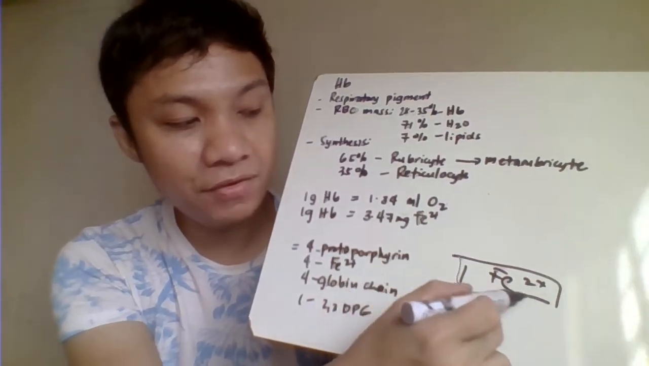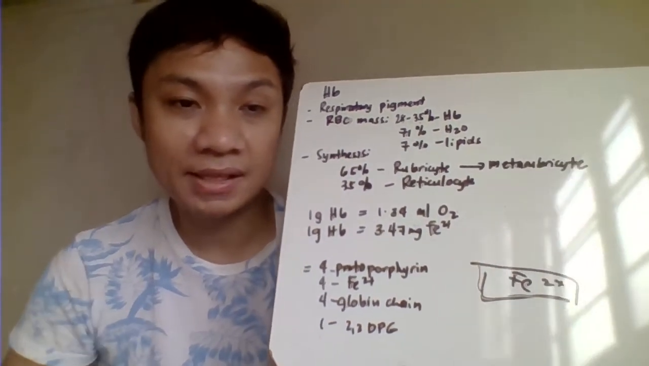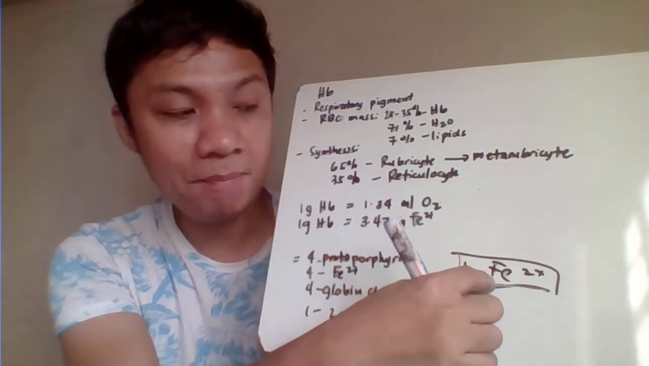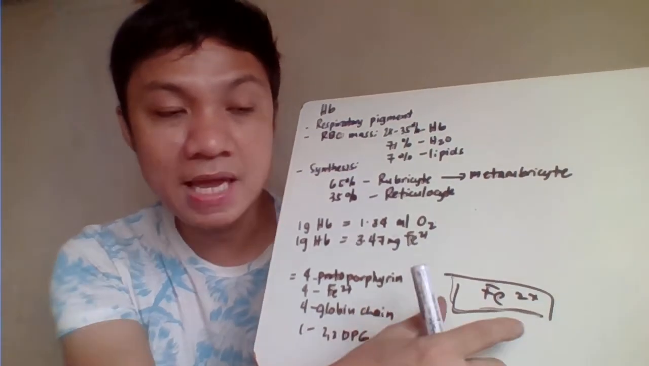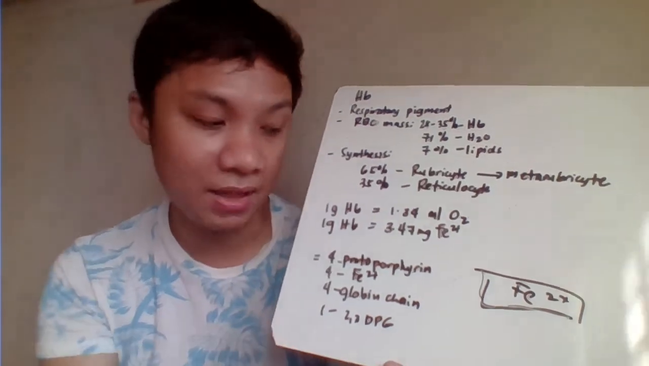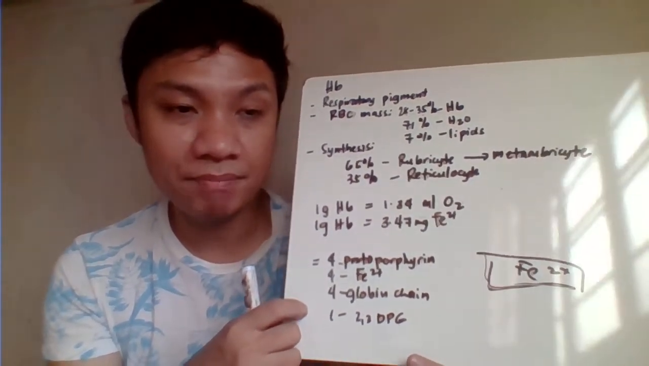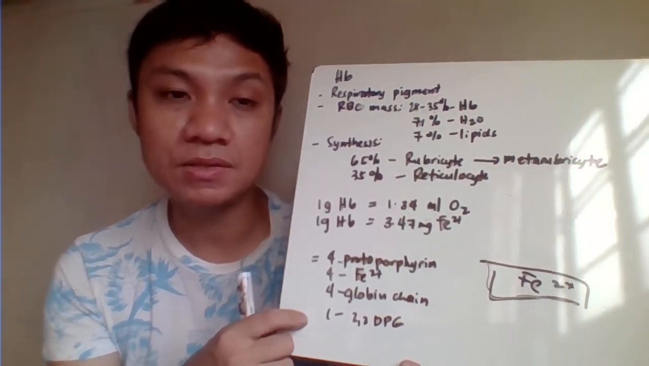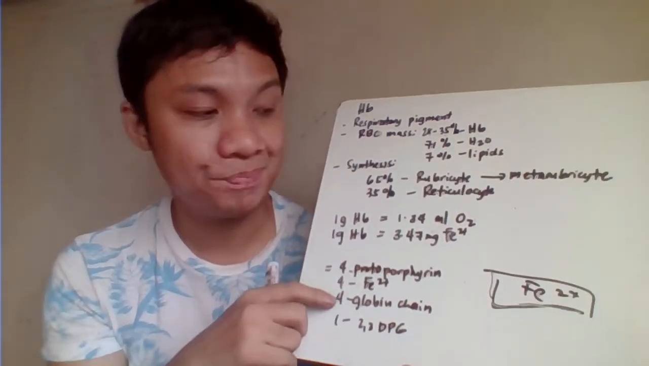Okay, parang ring. You have your ring here and at the center of that, you have your iron in the ferrous state. So there are 4 nitong ring. So may 4, a total of 4 iron, because each of your protoporphyrin rings will also have the iron inside of that. And we have also here the 4 globin strands, the polypeptide tetramer, and we have also here 1,2,3-DPG at the center of your 4 na mga polypeptides.